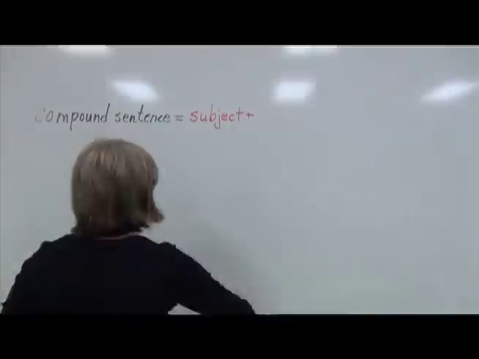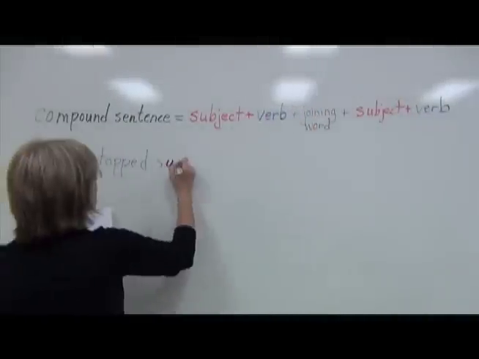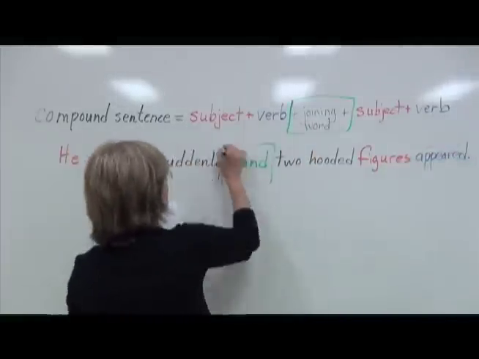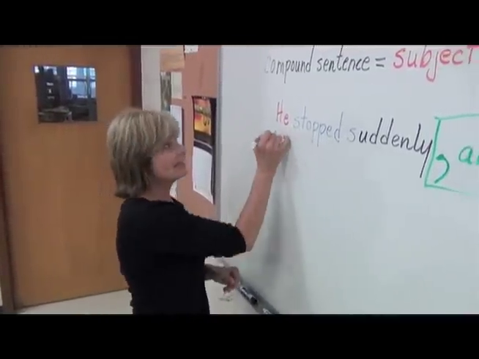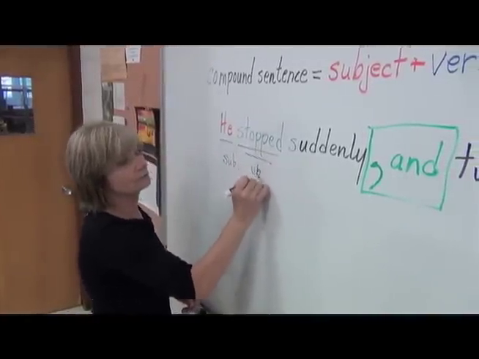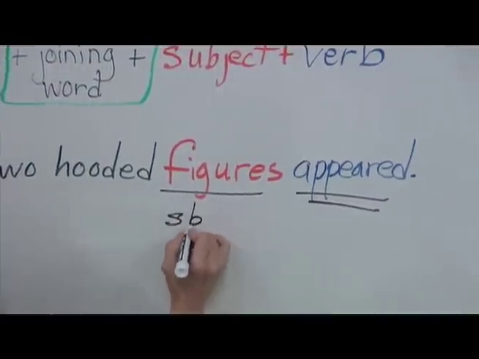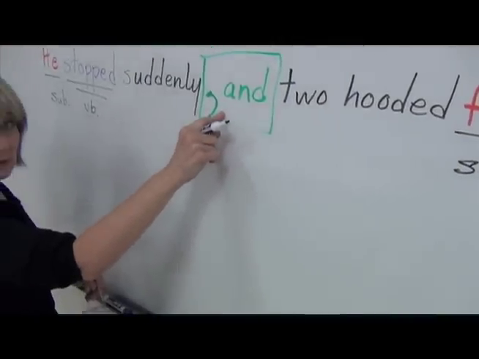There is a second type of sentence that we can use to create variety in our writing. The second type of sentence is called a compound sentence because this sentence joins two simple sentences. I've combined two simple sentences. He suddenly stopped. Two hooded figures appeared. There are two simple subjects doing two separate actions. He stopped. Subject, verb. Figures appeared. Subject, verb. And they are combined with a joining word.